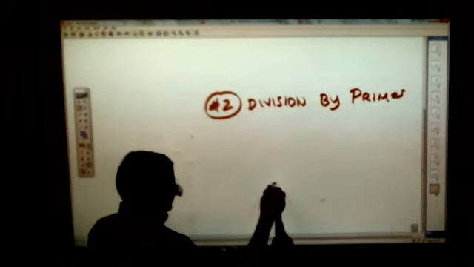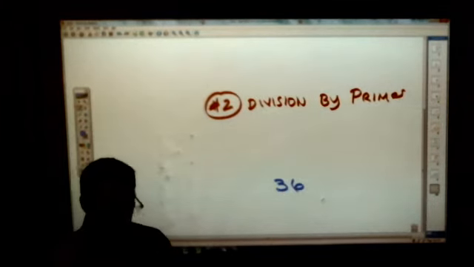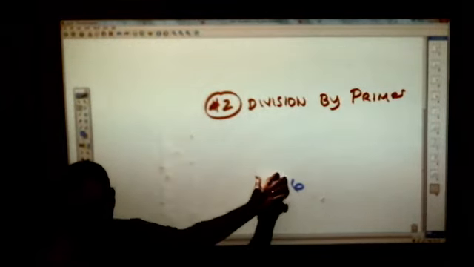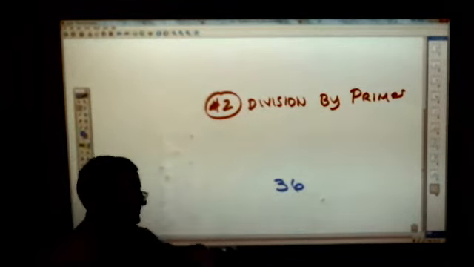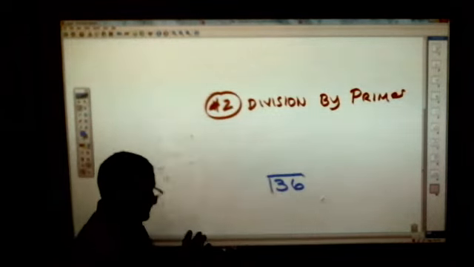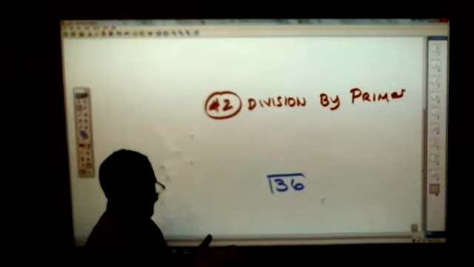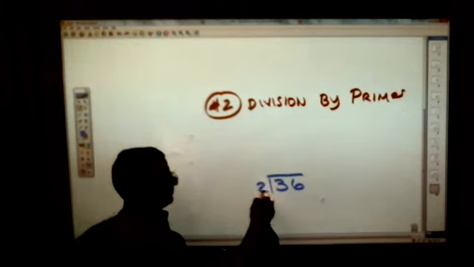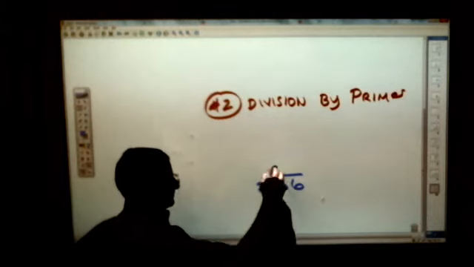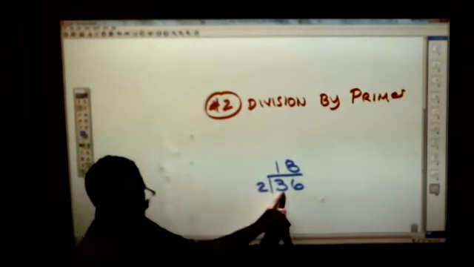Instead of doing a factor tree, I am going to start with 36 and just keep dividing a number by prime numbers until I get to a number that is prime. If it's an even number, the easiest way to divide it is to cut it in half, so I'd divide it by 2. 2 is a prime number, so I can do that. How many times is 2 going into 36? It's 18. 2 times 18 is 36.